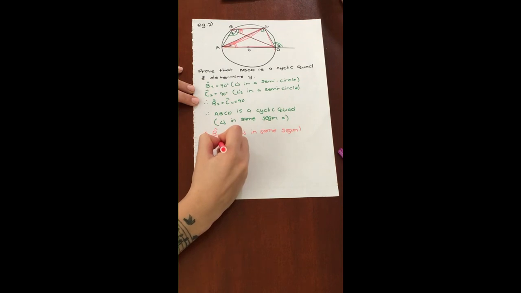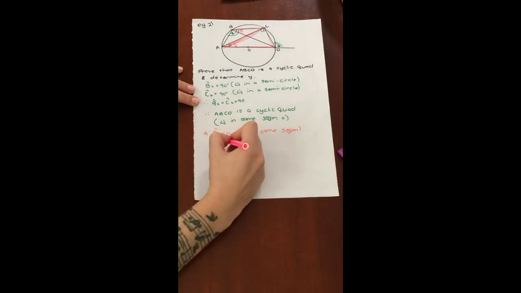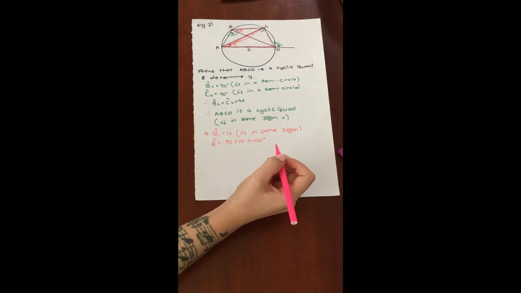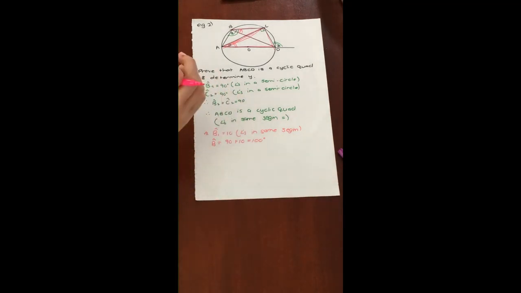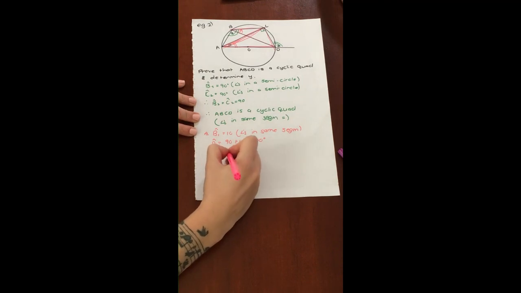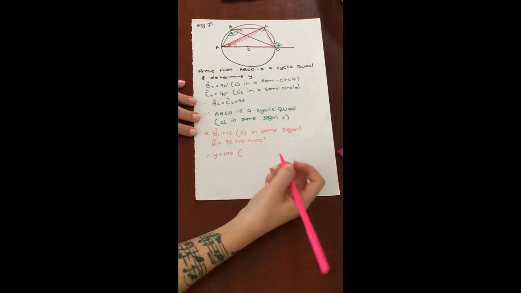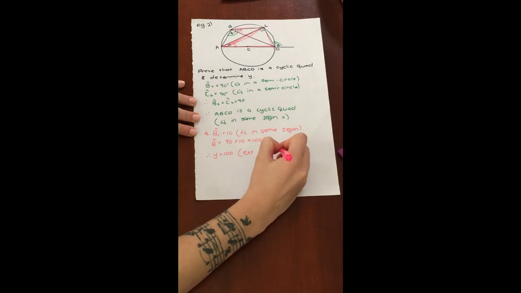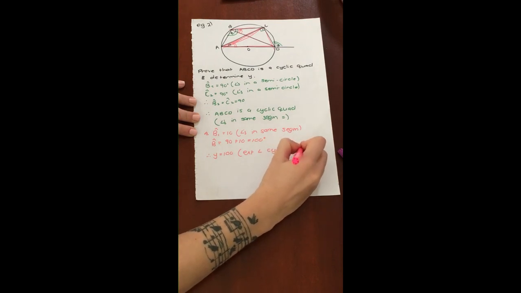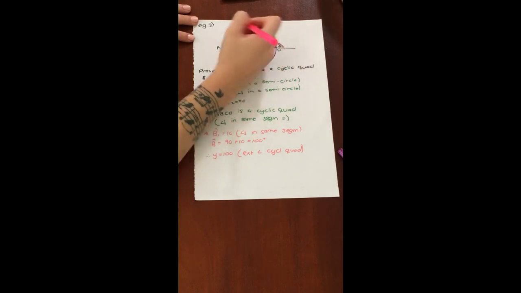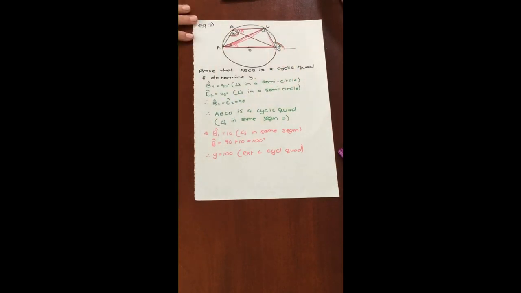So what is the whole of angle B? It must be 90 plus 10, which is 100. Correct? So now that we know that angle B is 100, we can say therefore angle Y is equal to 100. Why? Because exterior angle of a cyclic quad. Remember, it equals the interior opposite. So this Y is equal to that whole B. Okay, I hope that makes sense, grade 11s.